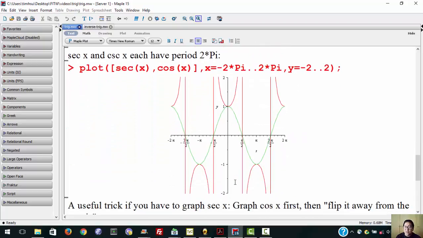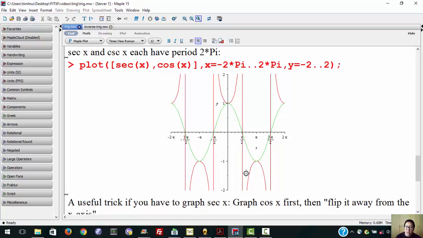Again, secant and cosecant of x each have period 2 pi. And as we see here, actually, this is a tricky one. If you ever have to graph secant or cosecant yourself, there's one neat trick for doing this. So here's the graph of secant in red, and here's, for comparison, the graph of cosine in green. And so the neat trick, if you want to get a qualitatively effective graph of secant, is that you draw the graph of cosine.